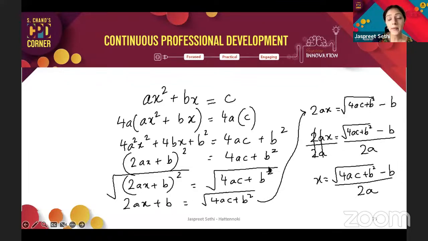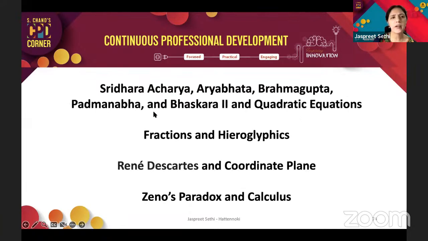I'm not showing that step. And then I want x alone. So I'm dividing by 2a on both sides. So I get somewhere very close to what we know of the quadratic formula, which is negative b plus minus. But we had actually, I think it was Padmanabh's contribution to eliminate the negative root, because it was only being used in very real world examples.